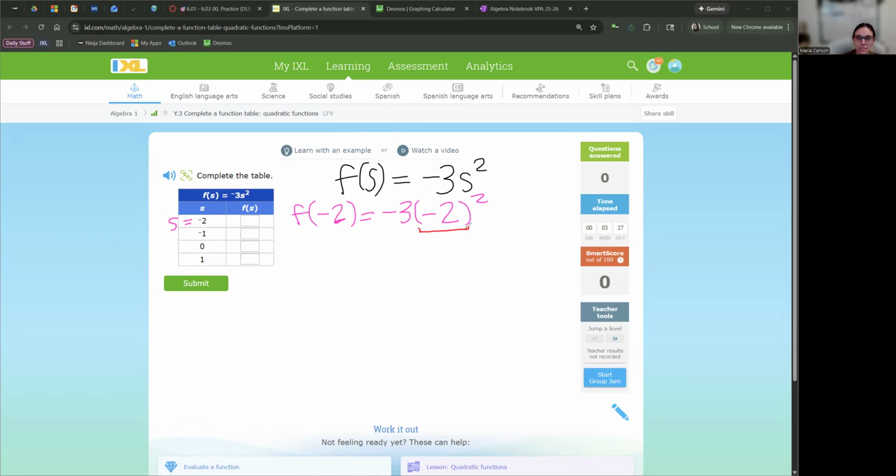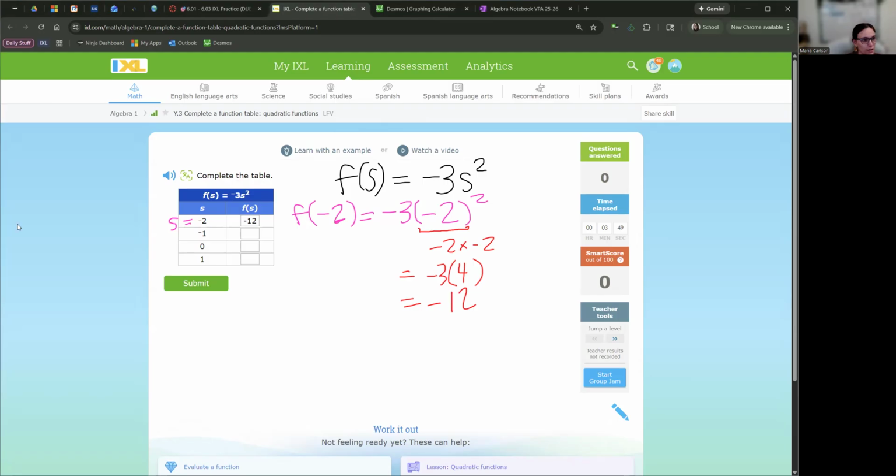So -2 times -2 is +4. So I'm going to multiply +4 times -3, which is going to give us -12. So when our input is -2, our output is -12.